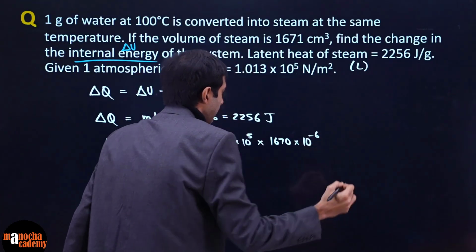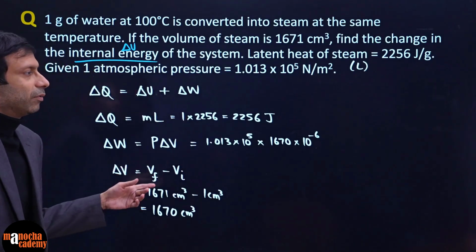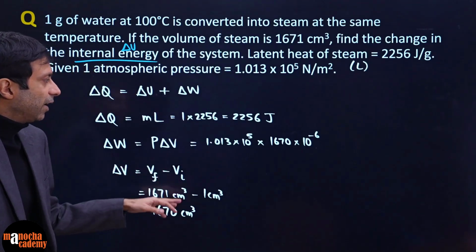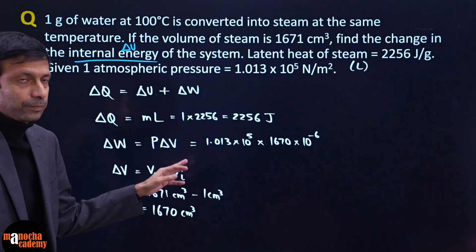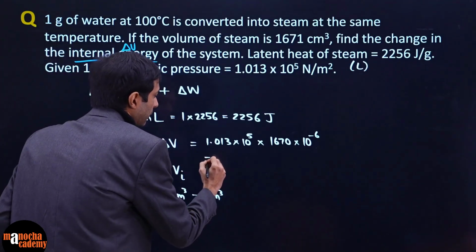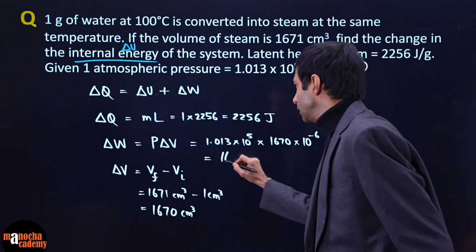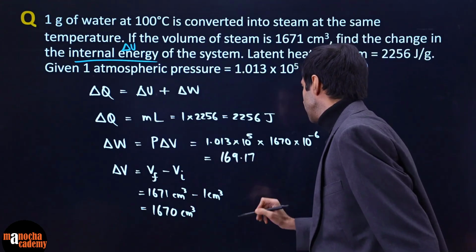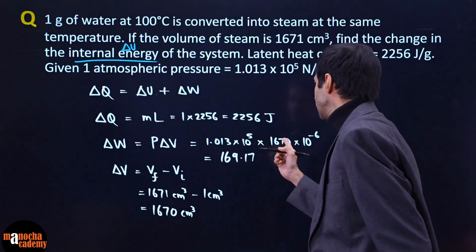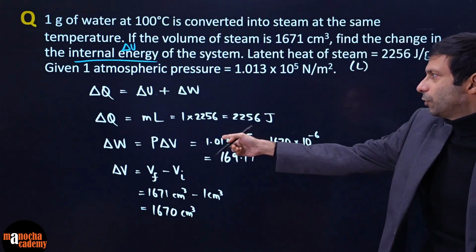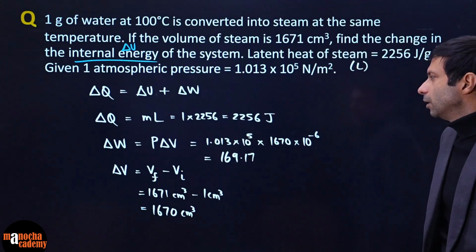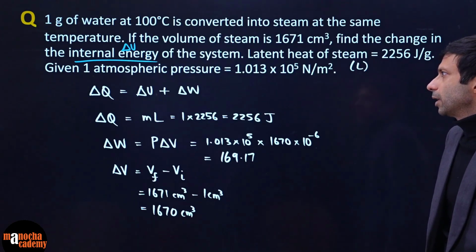Yes or no? So that will give me the work done in joules because everything I've made into SI units, right? So work done is coming out to be how many joules? Check. Multiply that and see, 169.17. Or if you want to approximate it, it's around 167. So that's the work done.